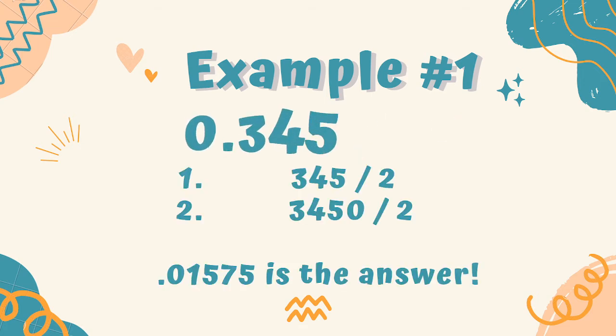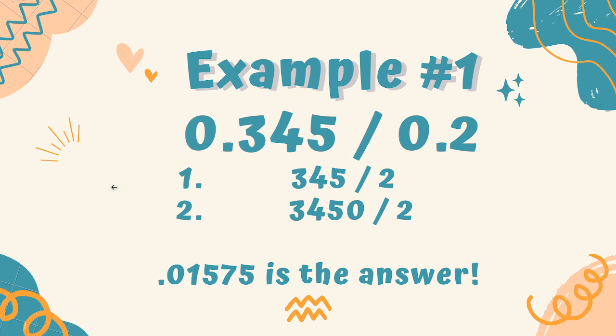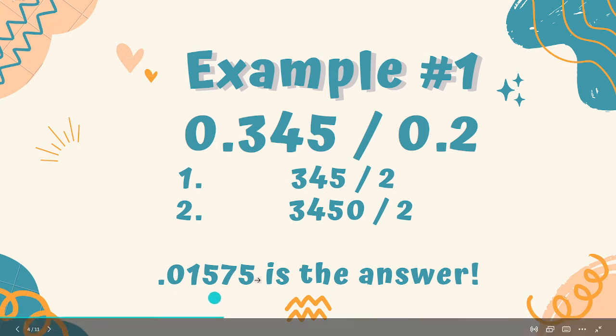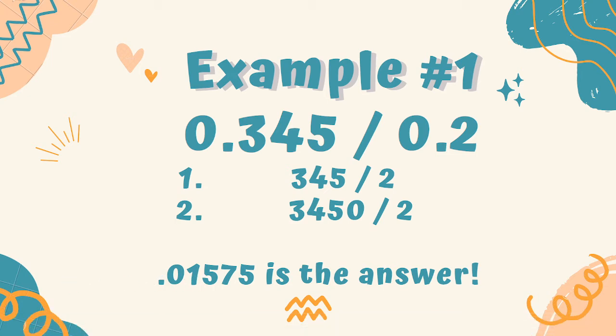If you do all the work on paper and then shift the decimal place back to the left 5 times, then this is the answer you would have got. 3,450 divided by 2 is 1,575, and then I shifted it back 5 times: 1, 2, 3, 4, 5. Now the answer I got is 0.01575. Okay, so that is the answer for example 1. Now let's go to the next problem.